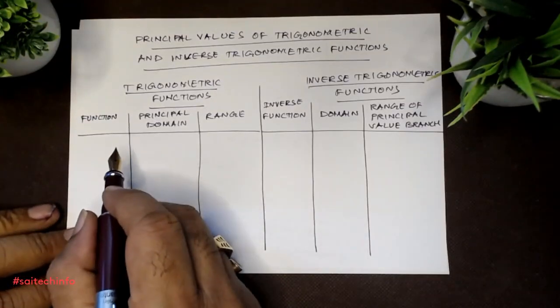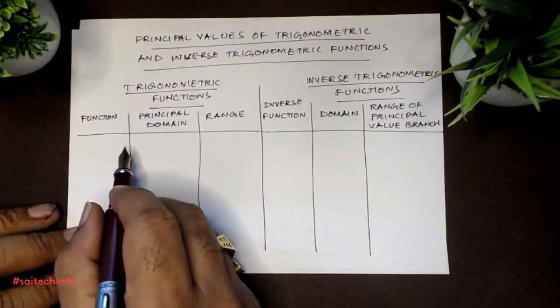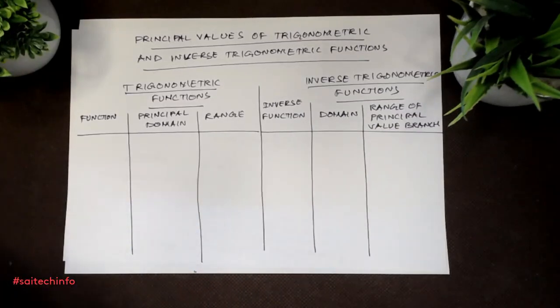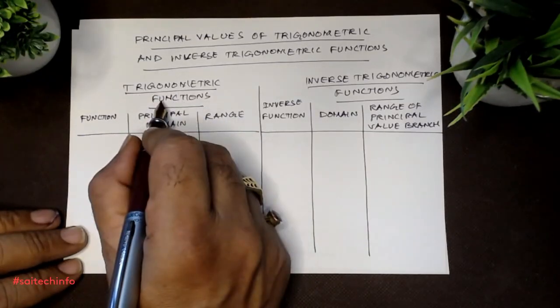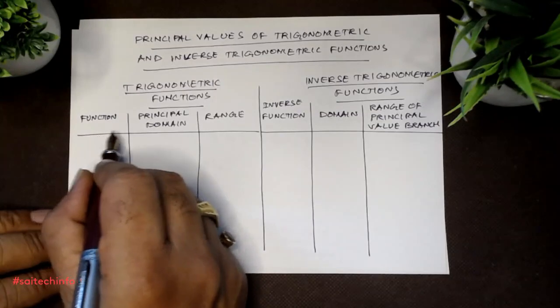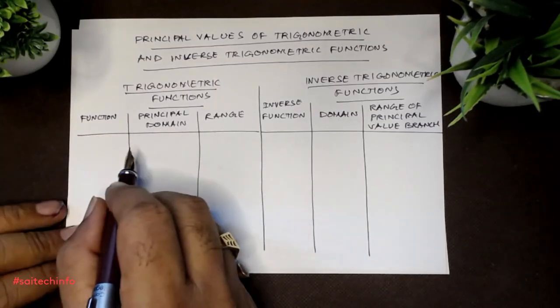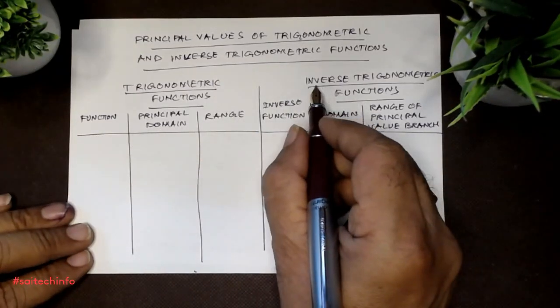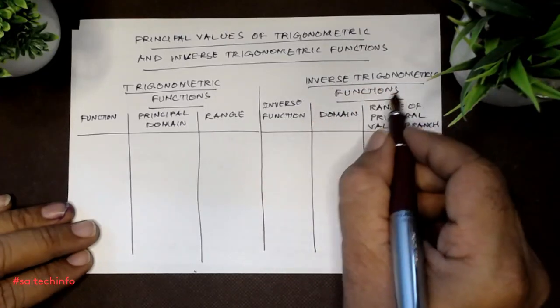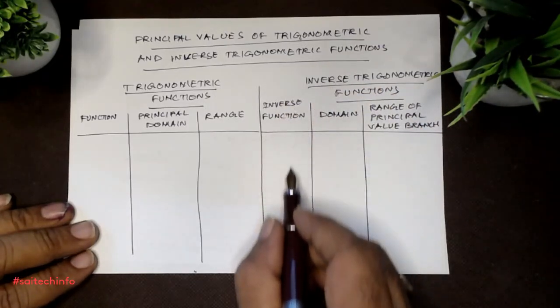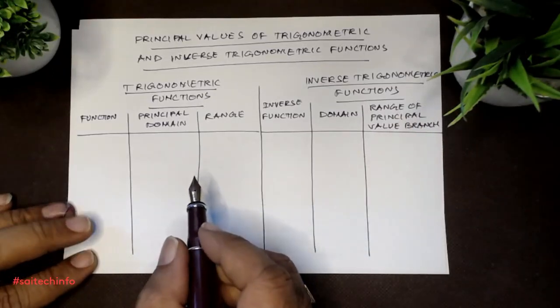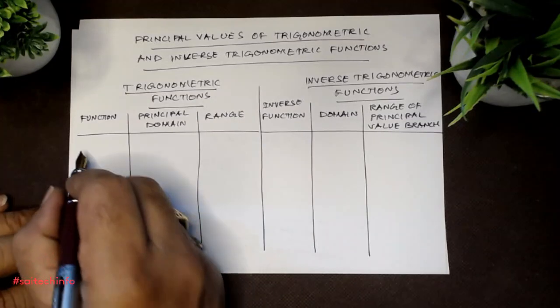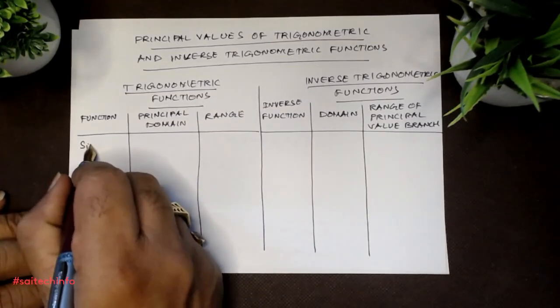Let us compare the principal values of trigonometric and inverse trigonometric functions. On the left side I have given the trigonometric function, its principal domain and range. On the right hand side we have inverse trigonometric functions with the inverse function, domains and the range of principal value branch.